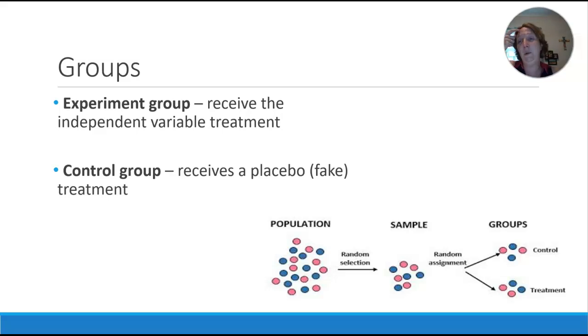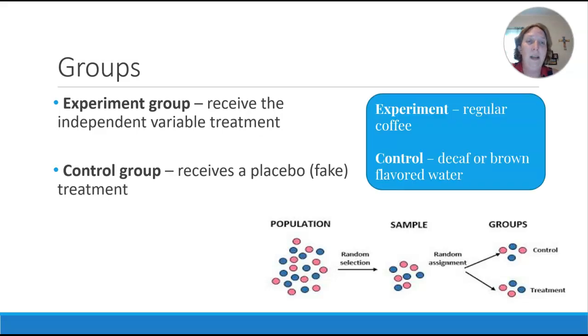Okay, so as I was saying, we're putting these people into groups. One group is the experiment group, actually receiving the independent variable, and one group is a control group receiving the placebo or fake treatment. In this case, our experiment group is going to get the regular coffee with the caffeine in it, and our control group is going to get either decaf or brown flavored water. They're going to think they're drinking coffee just like the other people, because we don't want them to know which is which. But in real life, they're not going to get the caffeine compared to the other group.